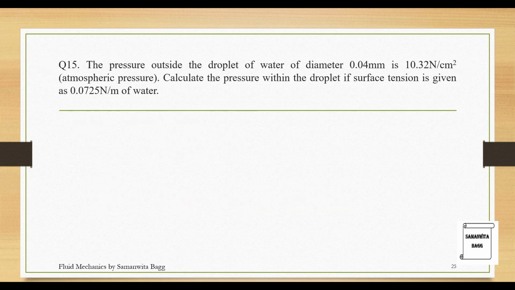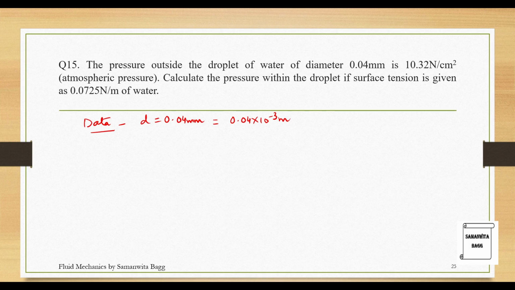Now we'll take up another numerical. The pressure outside the droplet of water of diameter 0.04 mm is given. So I'll just jot down the data first. We have the diameter as 0.04 mm. Now let's convert this into meter. When I convert this into meter, it will be 0.04 into 10 raised to minus 3 meter. I'm not shifting more 3 decimals because the number of zeros just keep increasing, so it's not required.